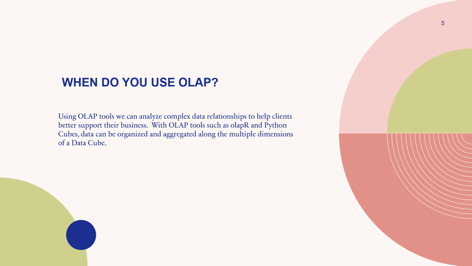OLAP stands for Online Analytical Processing. So when do you use OLAP? Using OLAP tools allows you to analyze complex data relations to help clients better support their business. With OLAP tools such as OLAP R and Python cubes, data can be organized and aggregated along the multiple dimensions of a data cube.